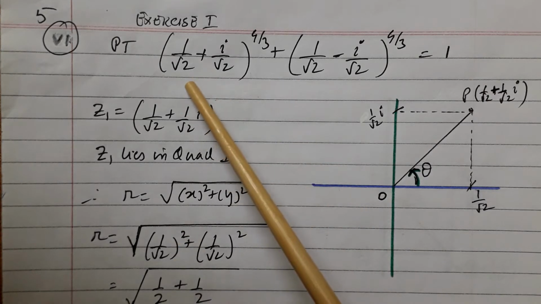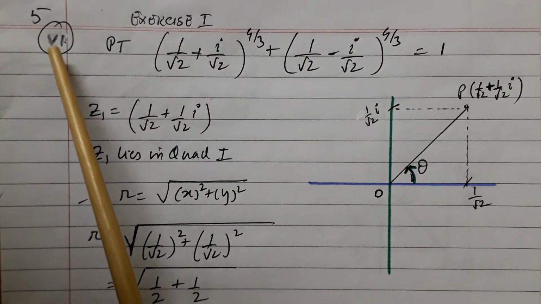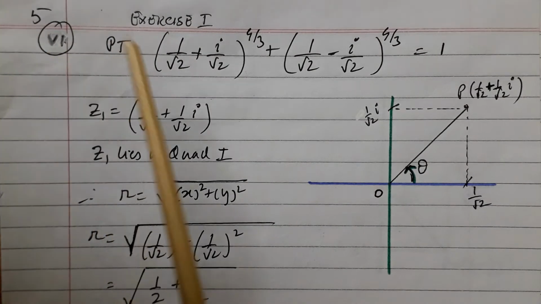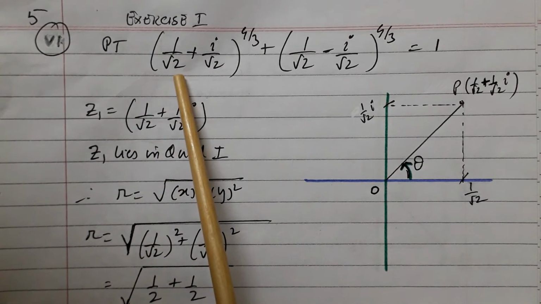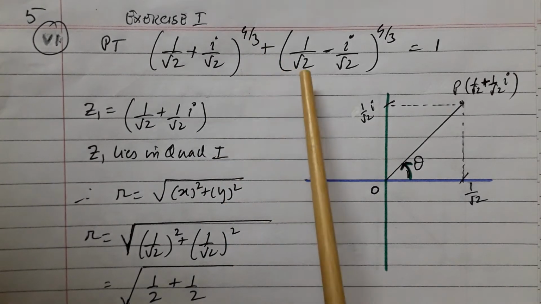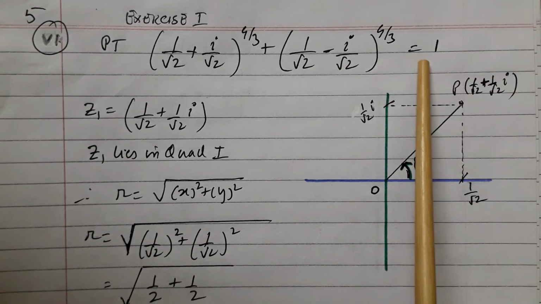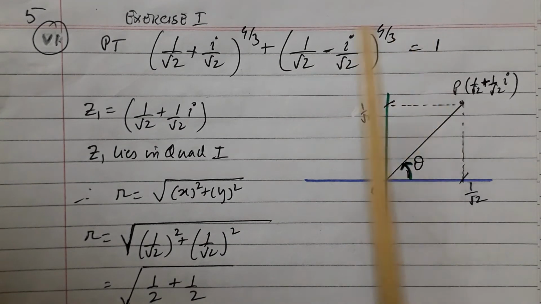In this video, we'll be solving a sum from exercise 1, question 5, sub-question 6. Prove that (1/√2 + i/√2)^(4/3) + (1/√2 − i/√2)^(4/3) is equal to 1.